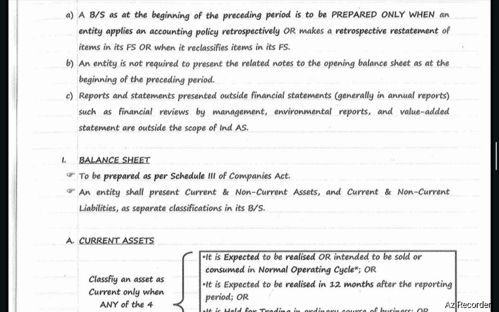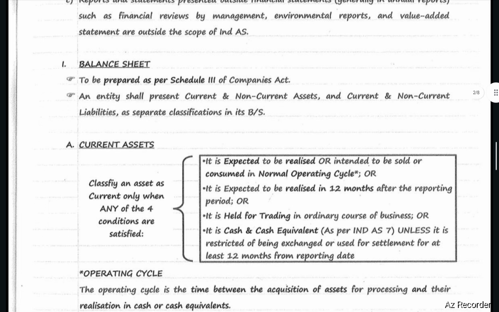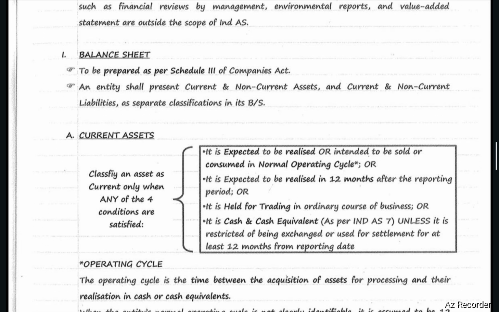Next, balance sheet. Balance sheet is to be prepared as per Schedule 3 of Companies Act 2013. An entity shall present current assets, current liabilities, non-current assets, non-current liabilities as separate classifications in its balance sheet.